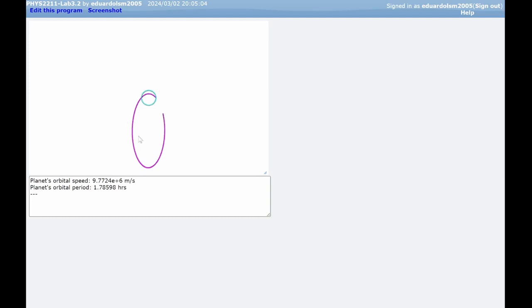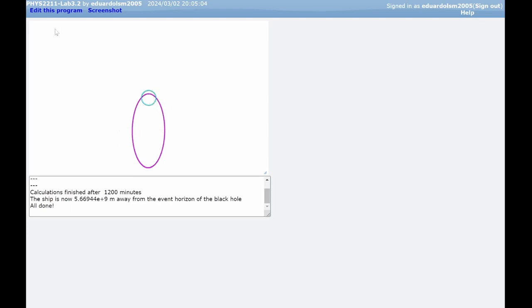You see, it's a closed orbit. I actually used 20 hours here because 2 wasn't enough for the whole orbit.